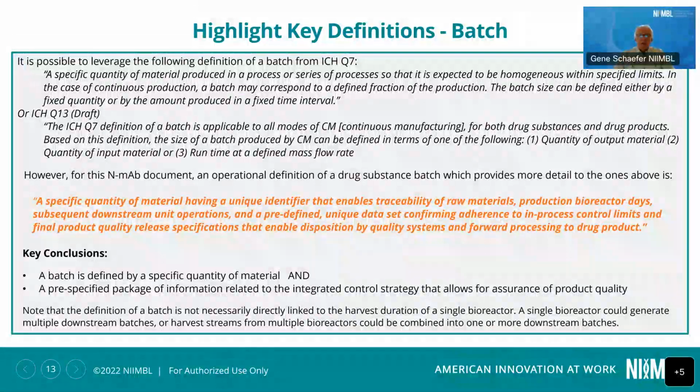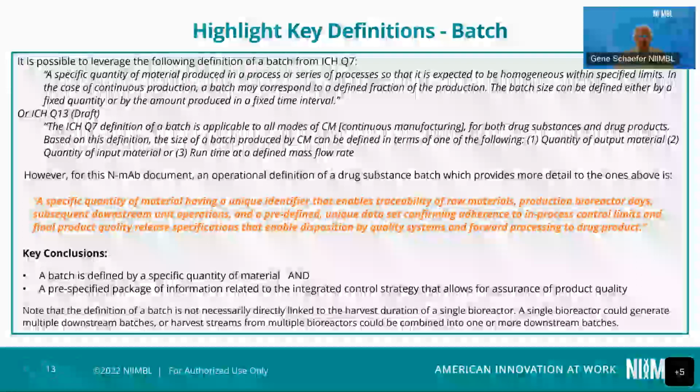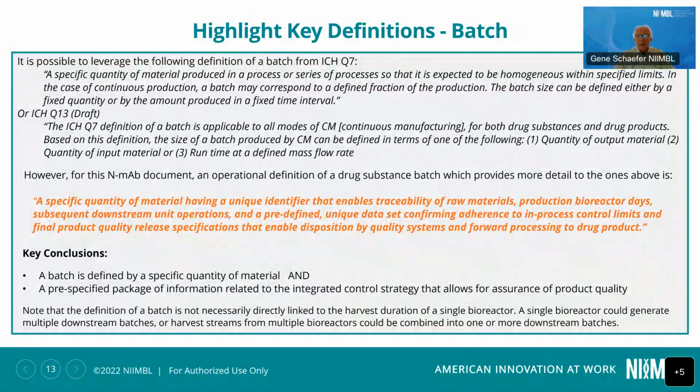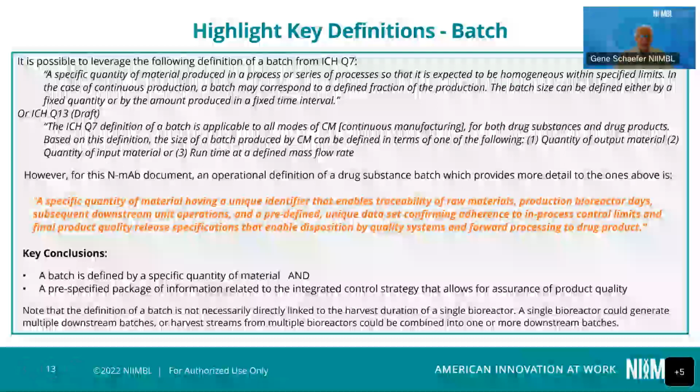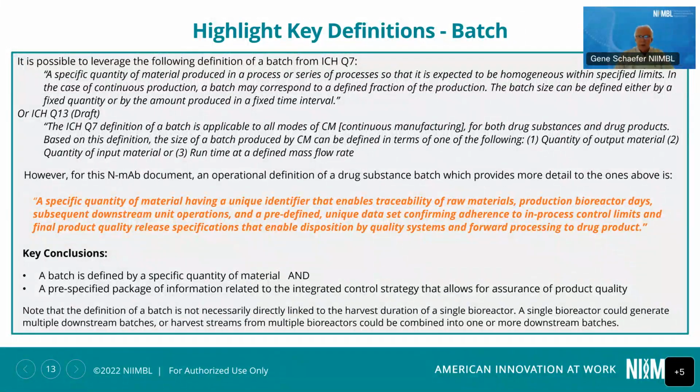But as an operational definition for this case study, we've also added that you need to have a predefined amount of information and data set that goes with that material that enables disposition by the quality system, forward processing to drug product, and eventually release to patient. So again, it's important that the batch is defined by a quantity of material, that obviously can be a range, but also a pre-specified package of information. And that's very important for some of the points we're going to hit on later around control strategy and managing the process in real time.